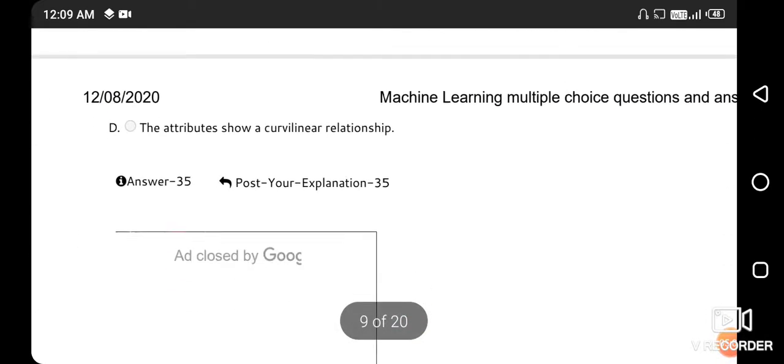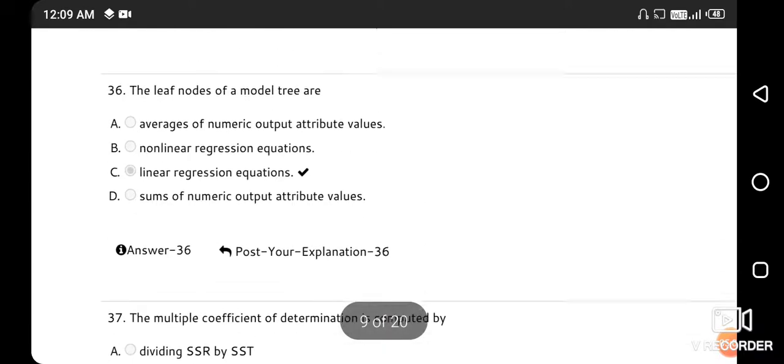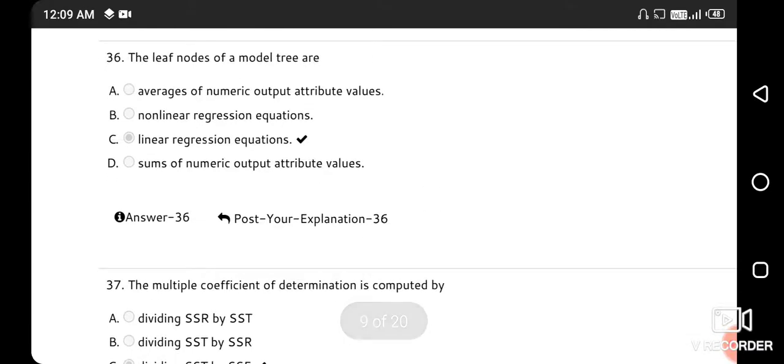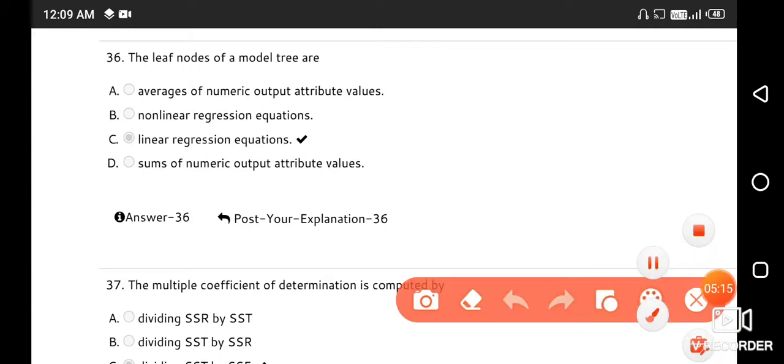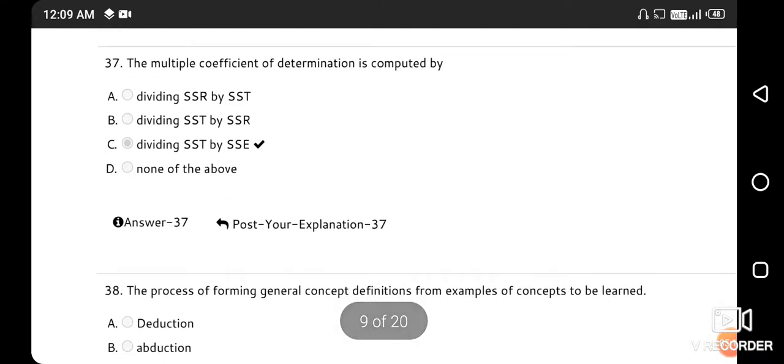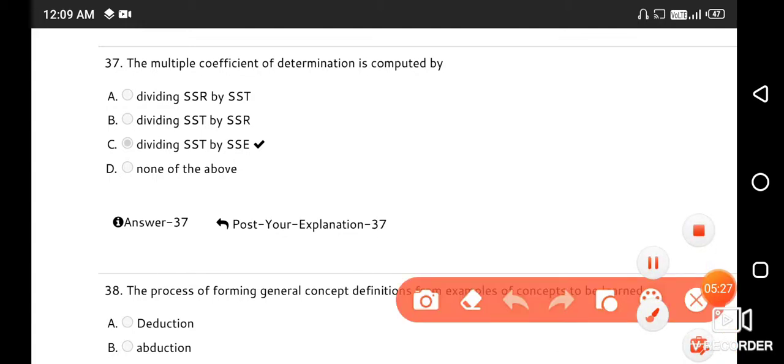Next question. The leaf nodes of a model tree are. So the right answer is linear regression equations. The multiple coefficient of determination is computed by. So the right answer is dividing SSR by SST.